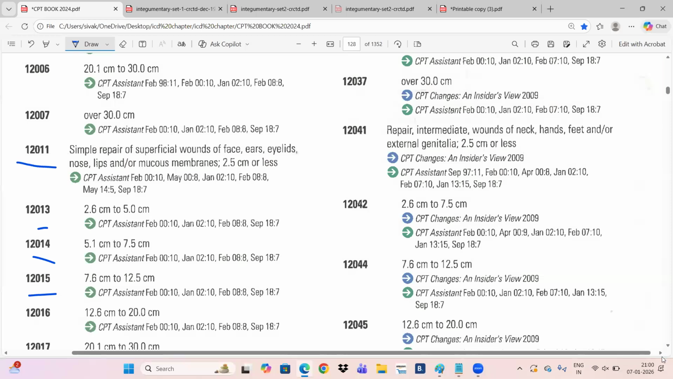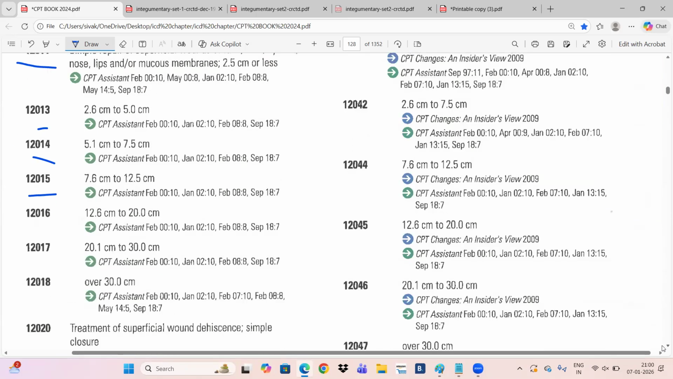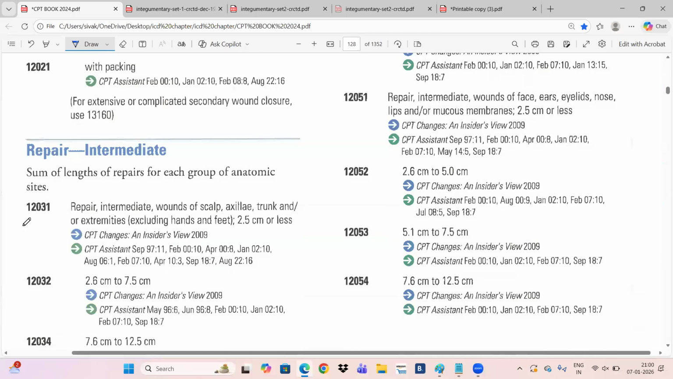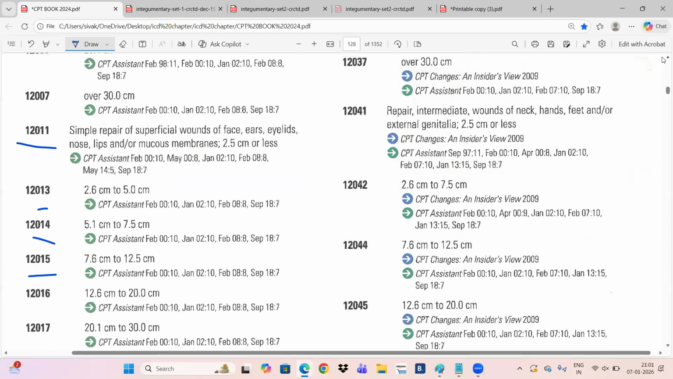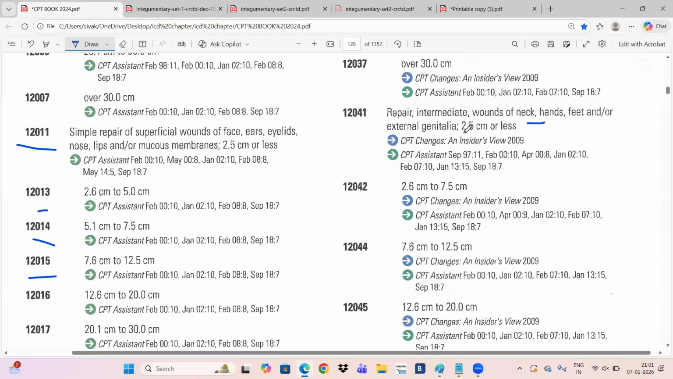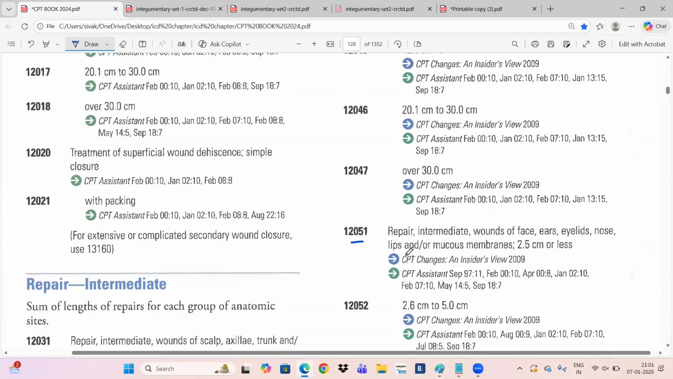Next, intermediate repair. In intermediate, we have three anatomic groups: 12031, 12041, 12051. In 12031, they given repair of intermediate wound: scalp, axilla, trunk, extremities. Here, excluding hands and feet, remember, not included. Hands and feet, neck, external genitalia are a separate anatomic group in the intermediate. Then 12051: repair of intermediate wound of face, ear, eyelid, nose, lips. Three anatomic groups.